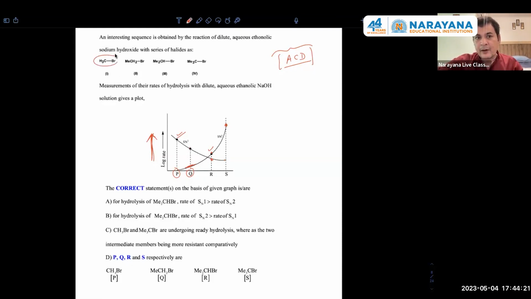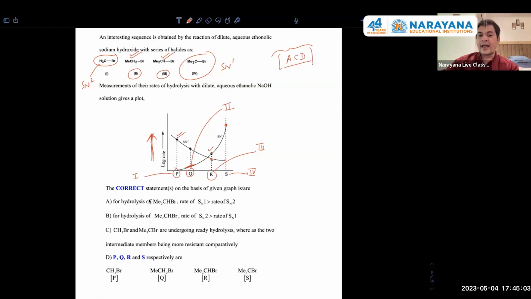If you see these four compounds, CH3Br is best for SN2 because in SN2 back attack is required, and this compound is good for SN1 because we get a stable cation. So this is absolutely fine. The S compound should be the fourth compound and the P compound should be the first. Among Q and R, obviously Q's SN2 rate is high and for R, SN1 rate is high. So R should be the third one and Q the second one.